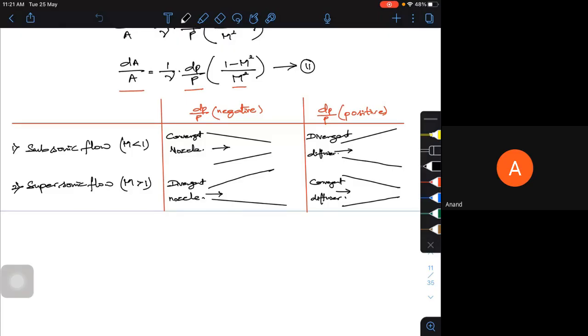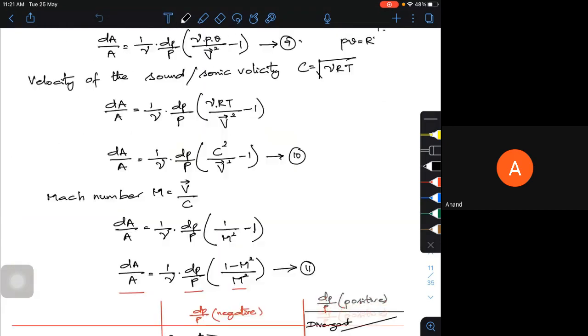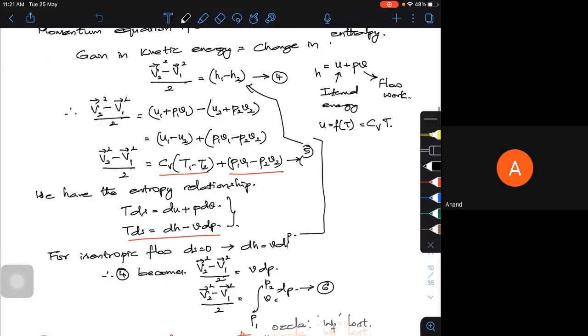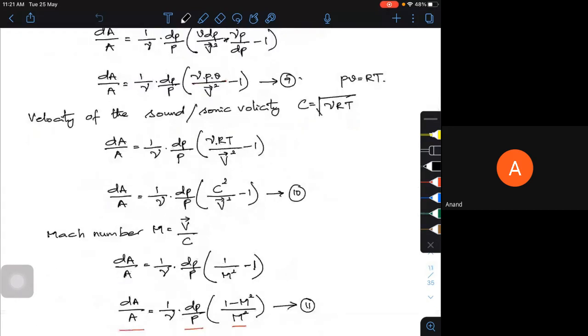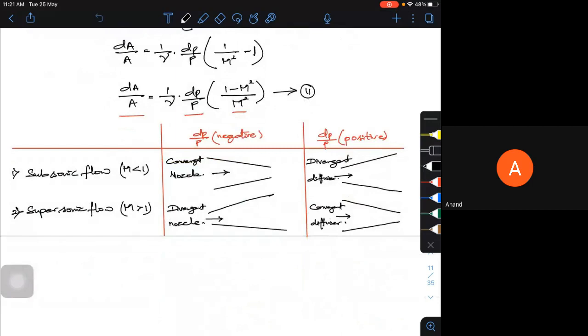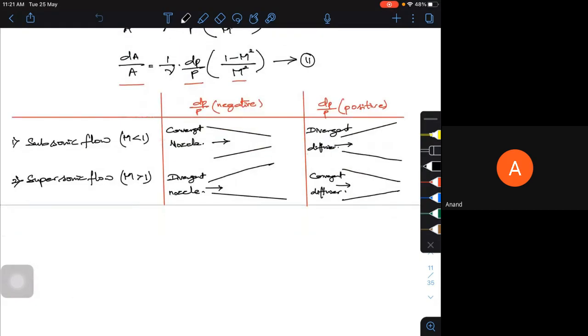Okay, fine. So in the last class, we were looking at the relation between the area, velocity, and the pressure for a nozzle. And we ended up with an expression where we had an area ratio with respect to the pressure, dP by P, that is the pressure gradient. What will happen if it is positive or negative depends upon the type of flow, whether it is a supersonic flow or subsonic flow.